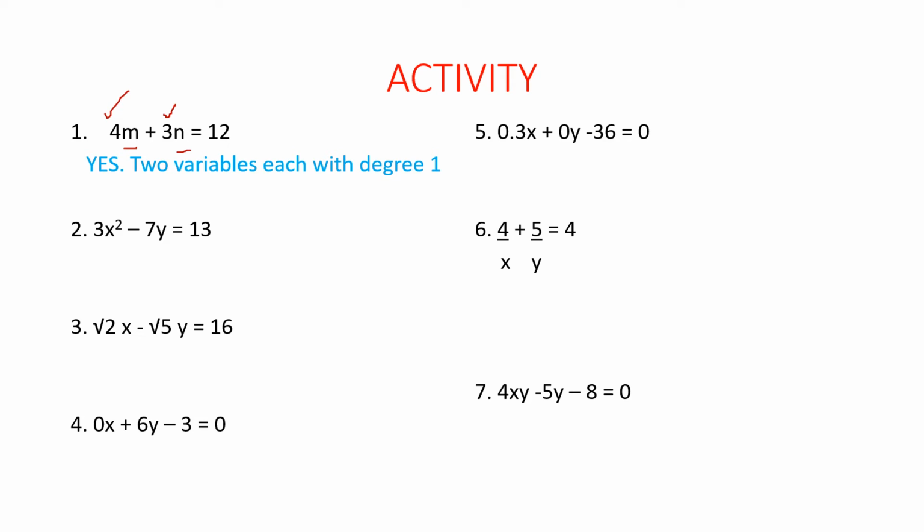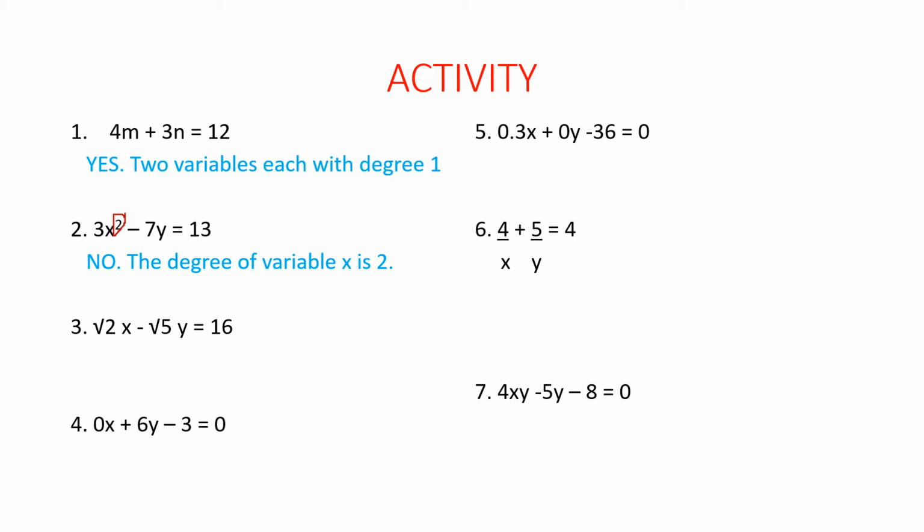Now let us have a look at the second equation. Now what do we find in the second equation? We have 3x square minus 7y is equal to 13. If you look at the variables, they are x and y, not an issue. But look at the degrees. The degree of x is 2, whereas the degree of y is 1. Since we don't have the degree of x as 1, it's 2, right? We cannot say that it is a linear equation. We will say no, it is not a linear equation because the degree is 2.